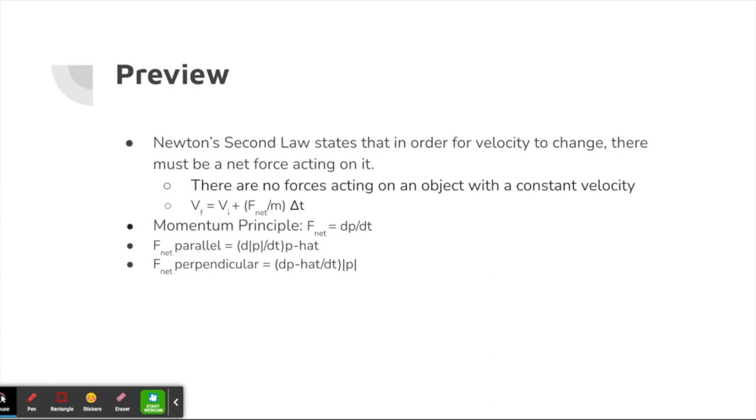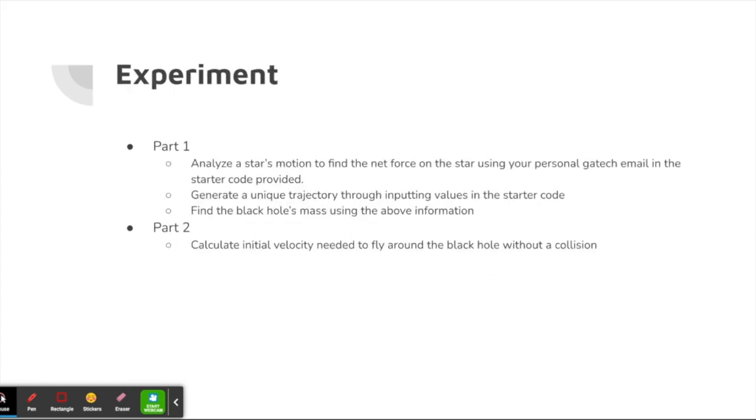This formula can be split up into two components to then find F net parallel and F net perpendicular. In this experiment, it was split into two parts. The first being to find the black hole's mass. We started with analyzing a star's motion to find the net force on the star using our personal Gotek email in the starter code provided. We then generated a unique trajectory through inputting values into the starter code and then finding the black hole's mass using the previously found information. Then in part 2, we were to calculate the initial velocity needed to fly around the black hole without a collision.